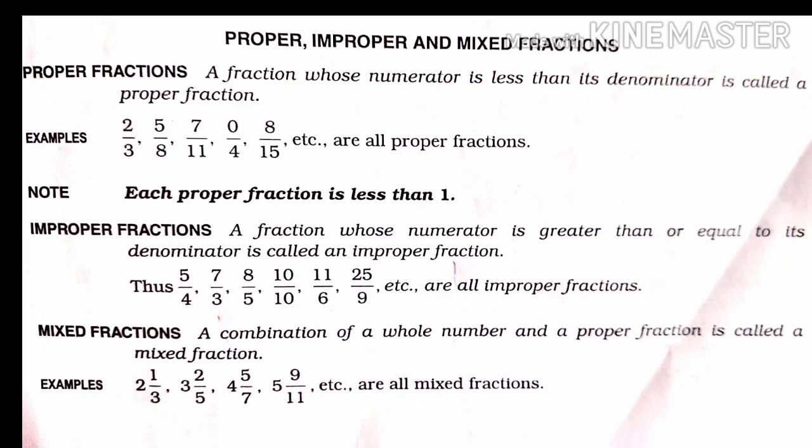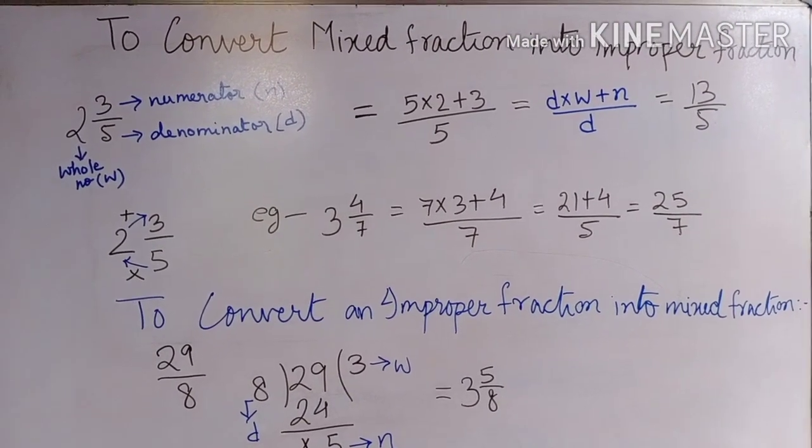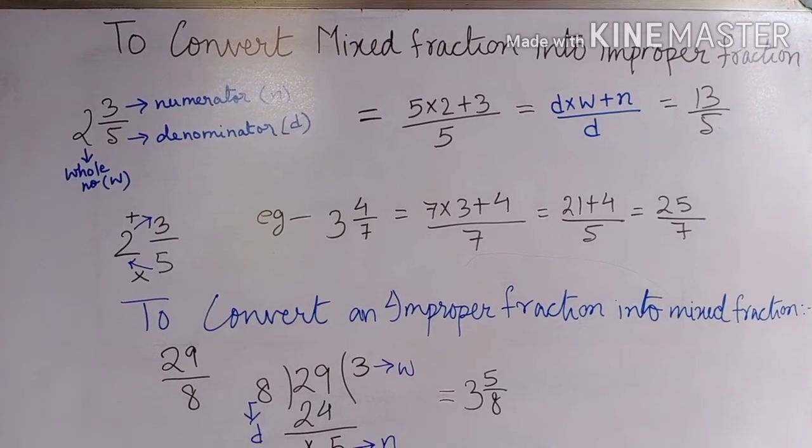Improper fraction, the fraction where the numerator is greater than the denominator. For example, 5 by 4, 7 by 3, 8 by 5, 10 by 10. All these are improper fractions. Then mixed fraction. The combination of a whole number and a proper fraction is called a mixed fraction. For example, 2 1 by 3, 3 2 by 5, etc. Okay, we learned about a mixed fraction. Mixed fraction is equal to a whole number plus a fraction.